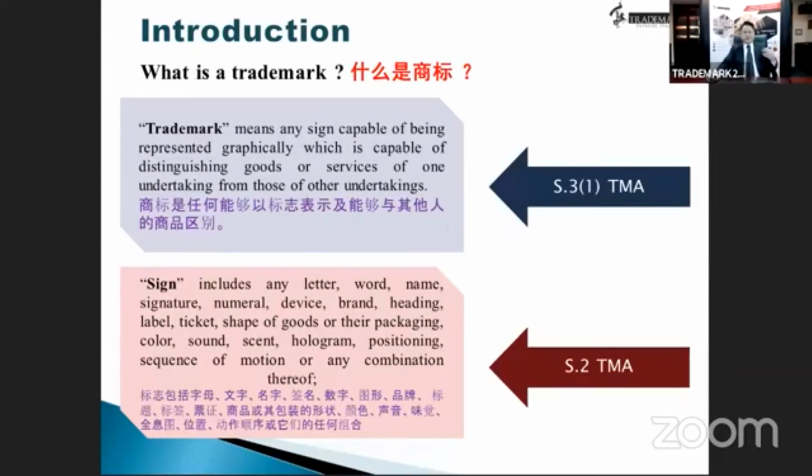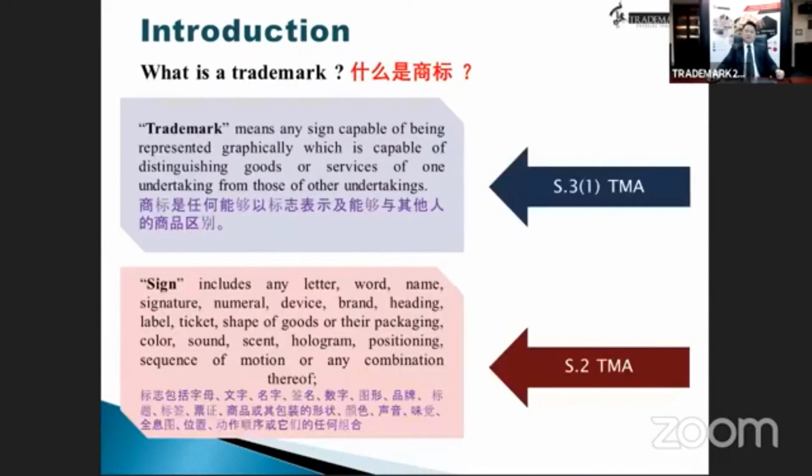Of course, if you look at Section 2 of the Trademark Act, a sign includes any letter, word, name, branding, heading, label, tickets, hologram, sound, color, or any combination thereof. So meaning that you can register all this under the trademark laws.